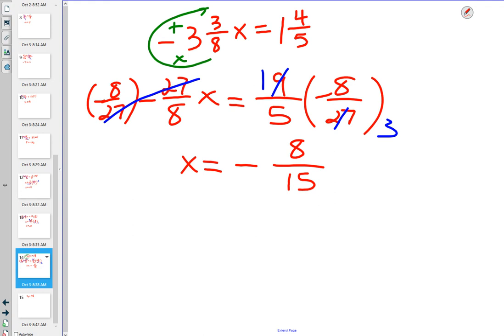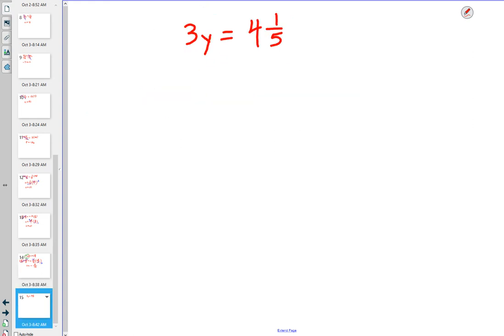Got one more left. Okay, last one here. What should I do first? No, first thing you do is convert. We don't want to deal with that mixed number. Keep the 5 on the bottom. 5 times 4 is 20. Plus 1 is 21. Convert a mixed number to an improper fraction.